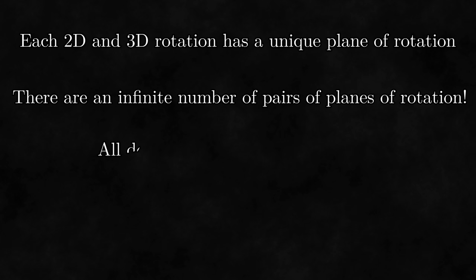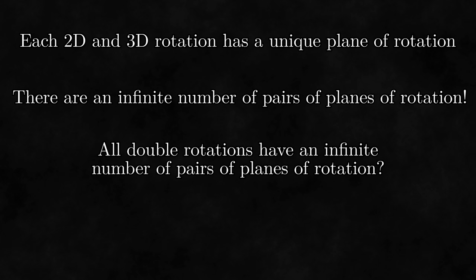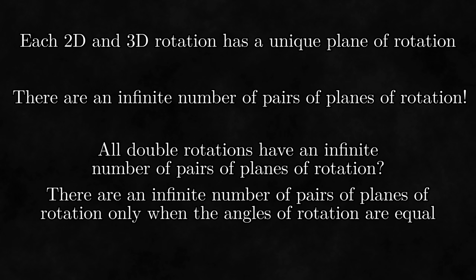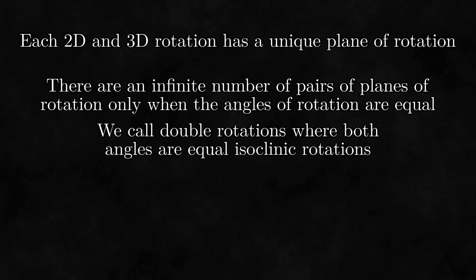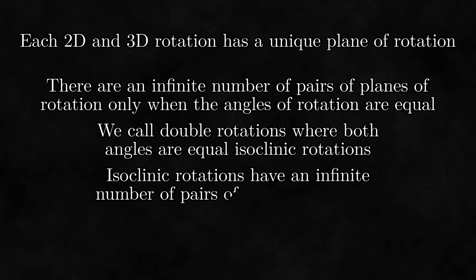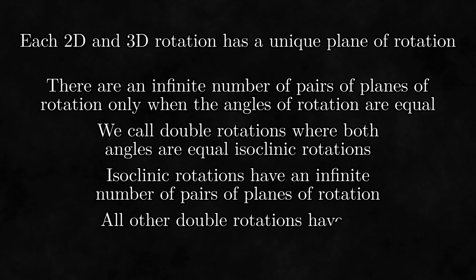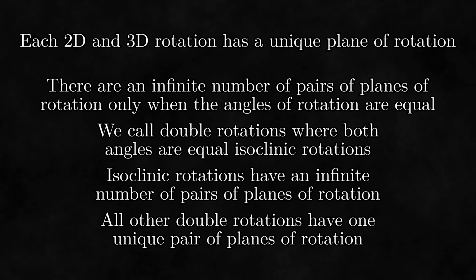Now you may think that all double rotations have an infinite number of pairs of planes of rotation, but this is actually not the case. It's not too important for us to know, so I won't go into a proof, but this only happens when the angles of rotation in both planes are equal. To differentiate this case from other double rotations, we call double rotations where both angles are equal isoclinic rotations. In an isoclinic rotation, we have an infinite number of pairs of planes of rotation, but in all other double rotations, we have one unique pair of planes of rotation.